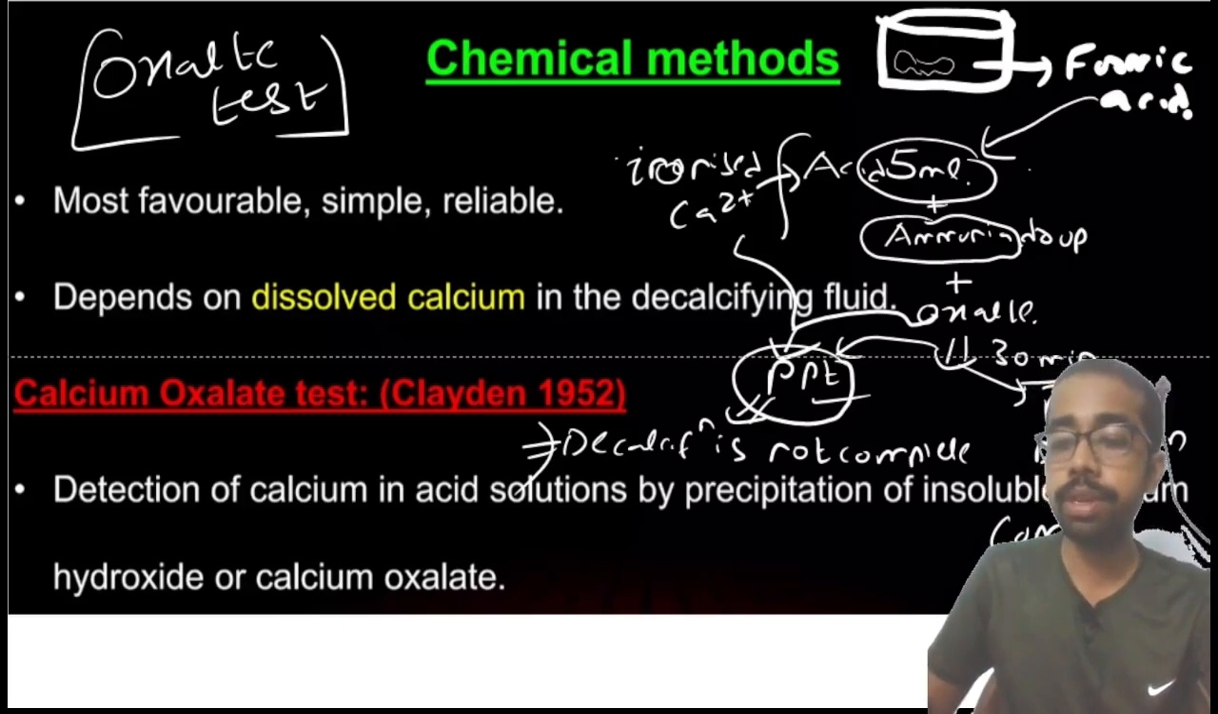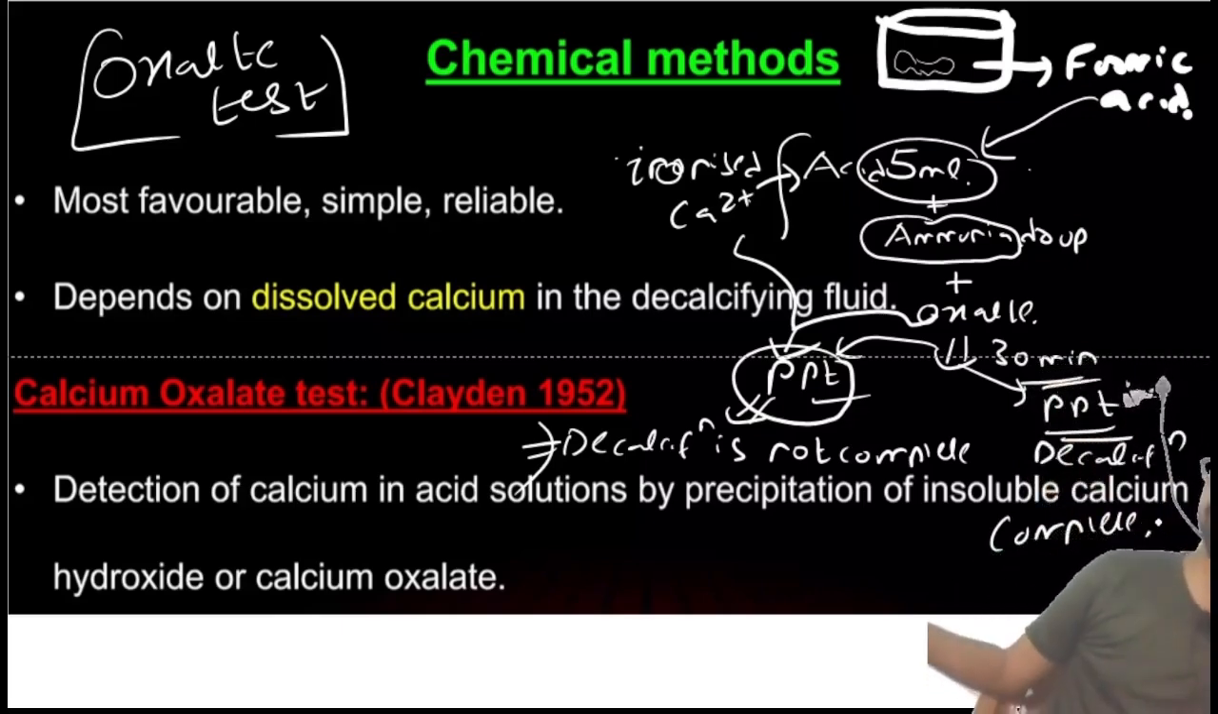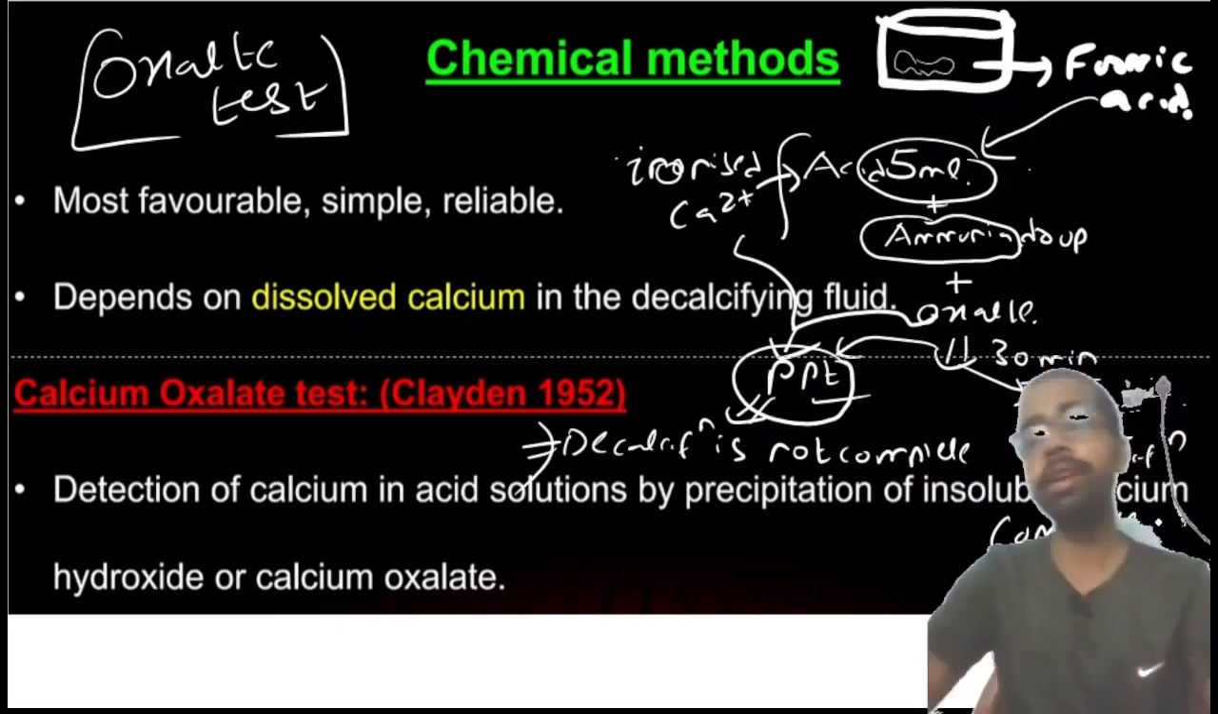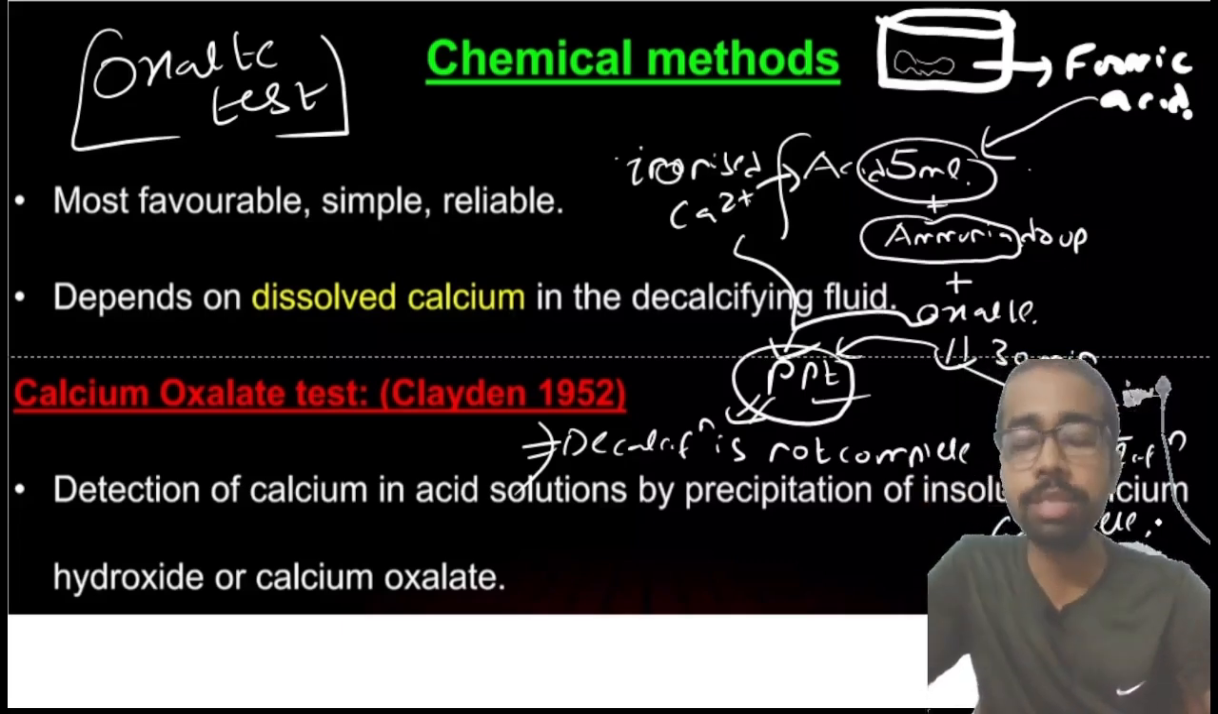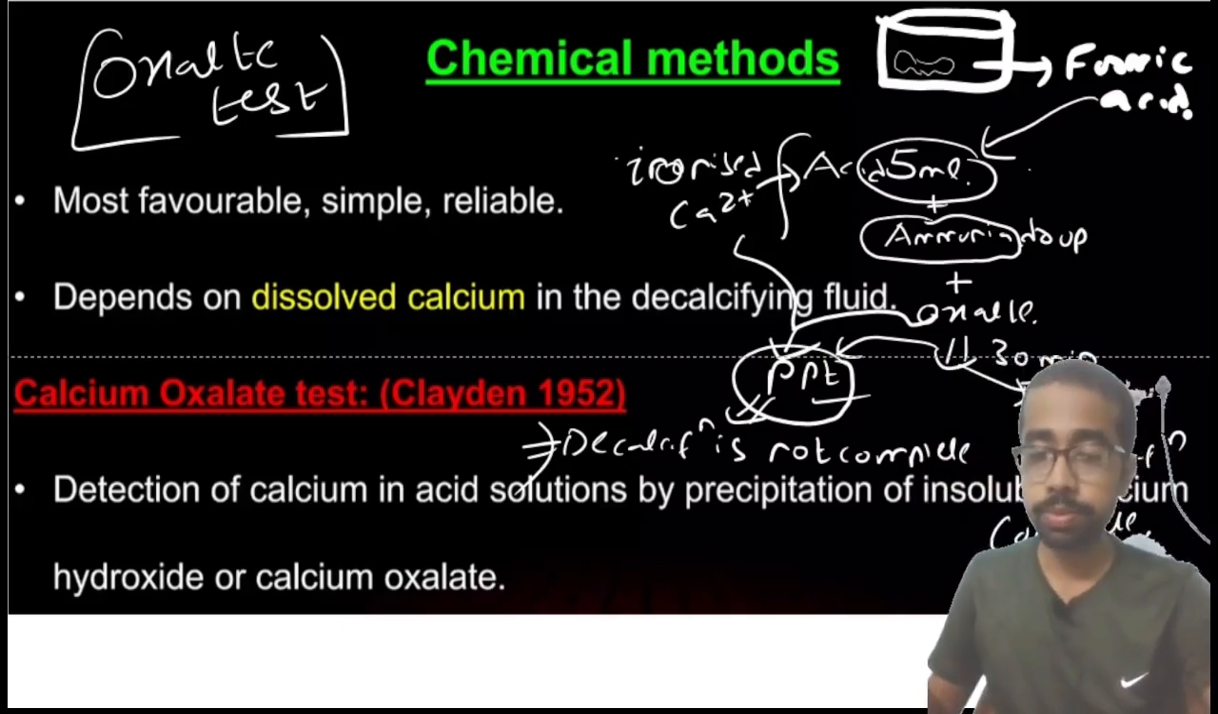Fine, clear? I think there should not be any doubt. Just take some acid, neutralize it with ammonia, and add some oxalate. If you get a precipitate, decalcification is still going on, because there is ionized calcium. That's the evidence that decalcification is still going on. It's not complete. Fine, that's the oxalate test, rarely used.